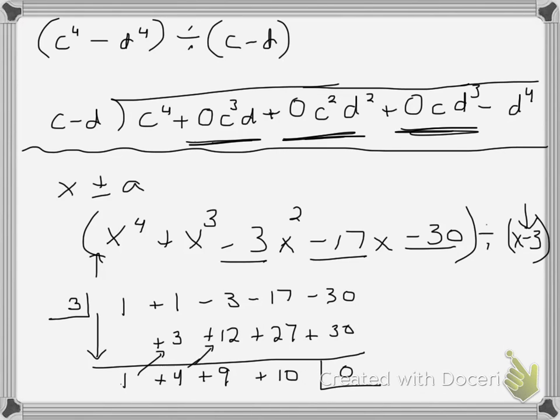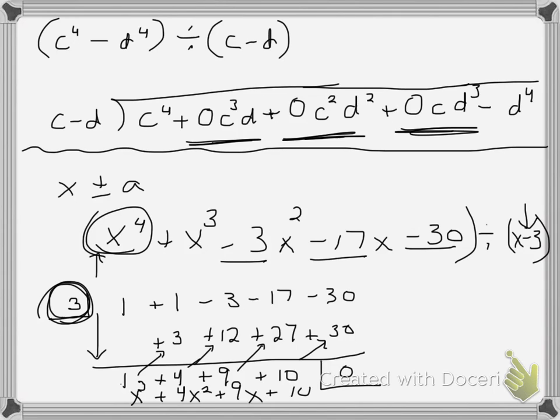Multiply back, and what do I mean by multiply back? I'm always multiplying by this number here. And add. Okay, multiply back, add, multiply back, and add. And now to interpret this answer, you're going to take your x to the fourth up here and you'll go one less. So the answer will be x to the third plus 4x squared plus 9x plus the constant with a remainder of 0. So I'm going to show you a couple more of those.